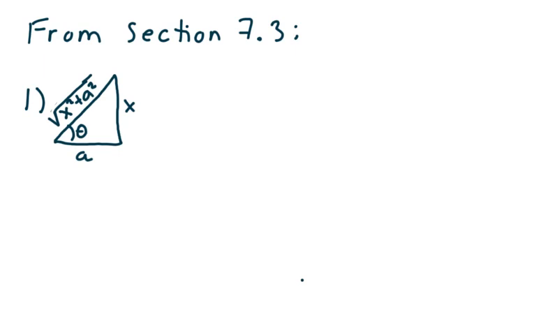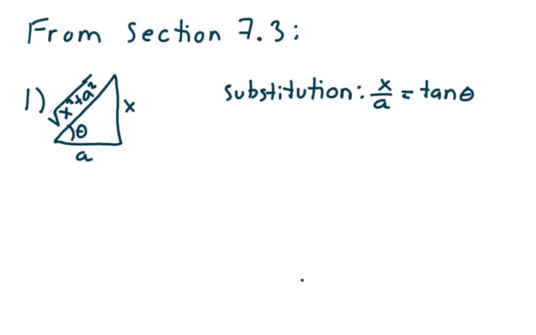Now what we're going to do is look at the substitution. I go by the triangle because it makes sense. We want to define x in terms of theta. So x over a, opposite over adjacent, is equal to tangent theta. If I multiply both sides by a, I get x equals a tangent theta.